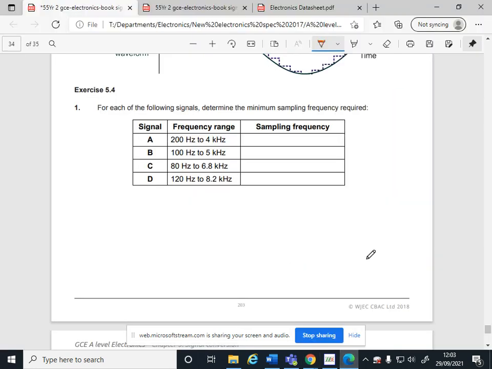Okay, hi guys. This is exercise 5.4 from Signal Conversions. So this is all about sampling frequency. It's called Nyquist. As long as you sample at twice the highest audio frequency, you're okay. That's the Nyquist theorem. Twice the highest audio frequency. So what's that?